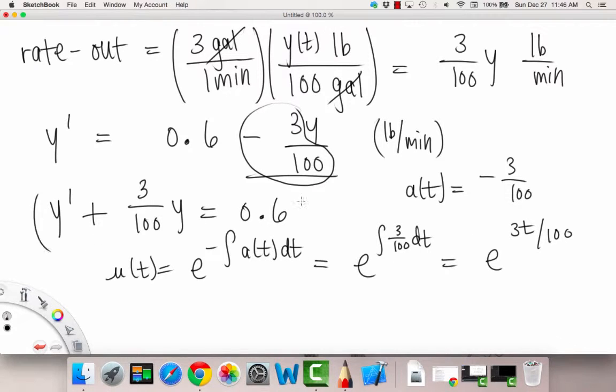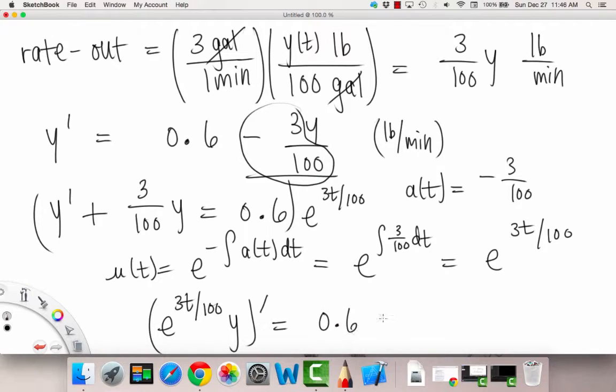So we're just going to multiply our entire equation, so that means both sides, by this integrating factor, so that we can simplify that left side and consolidate it into one term, okay? A single term here. So we have something like this on the left side, okay? And on the right side, we're just left with 0.6 times e to the 3t divided by 100. Alrighty, and we'll continue this on the next slide where we'll integrate and do our thing, okay?